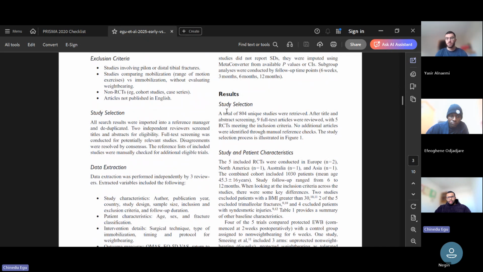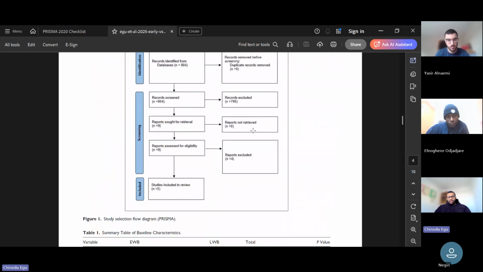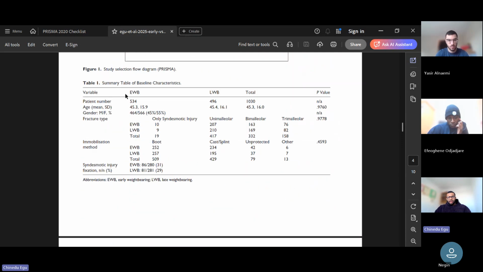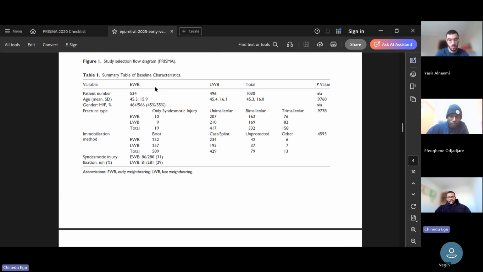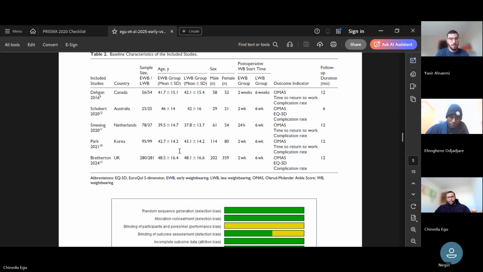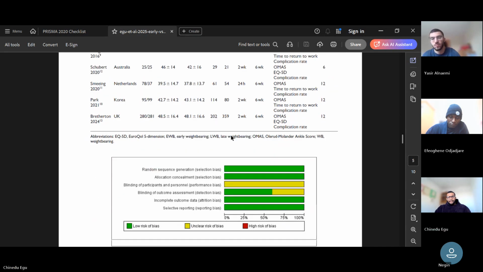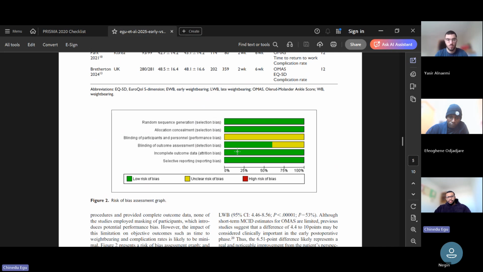Under your results, you're not talking about what you've done in method. You have study selection, your study and patient characteristics. You then talk about your PRISMA chart, that's where it comes in, your table of summary of included studies or the baseline characteristics. So this is the baseline characteristics of the included studies. You get a snapshot of the papers you've included on the left-hand side and what it entails. Because we did a randomized control trial, we used randomized control trials in this paper. This is how you represent your ROB2 risk of bias assessments.